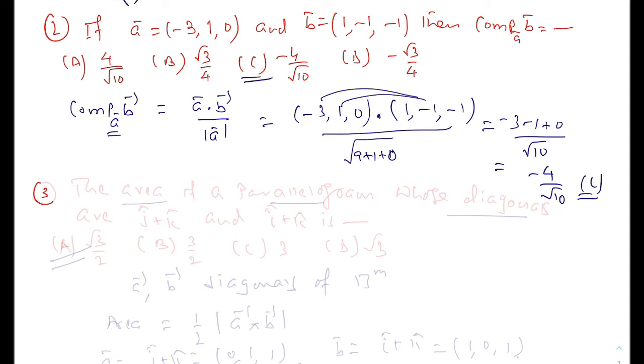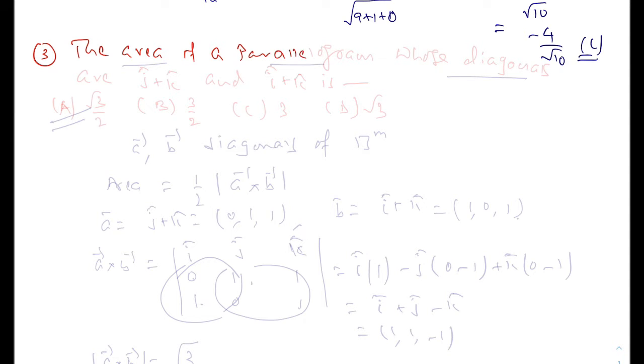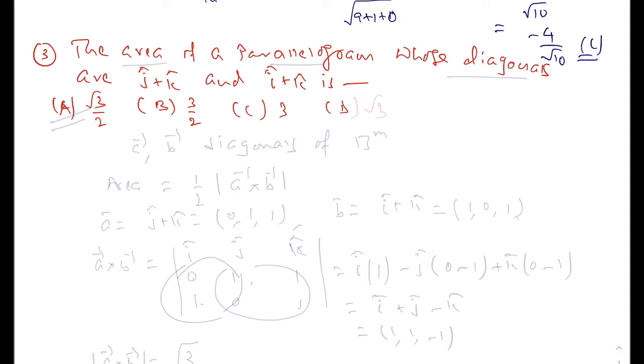Okay. Next. The area of a parallelogram whose diagonals are J vector plus K caret and I plus K is blank. Options are root 3 by 2, then 3 by 2, 3, root 3.